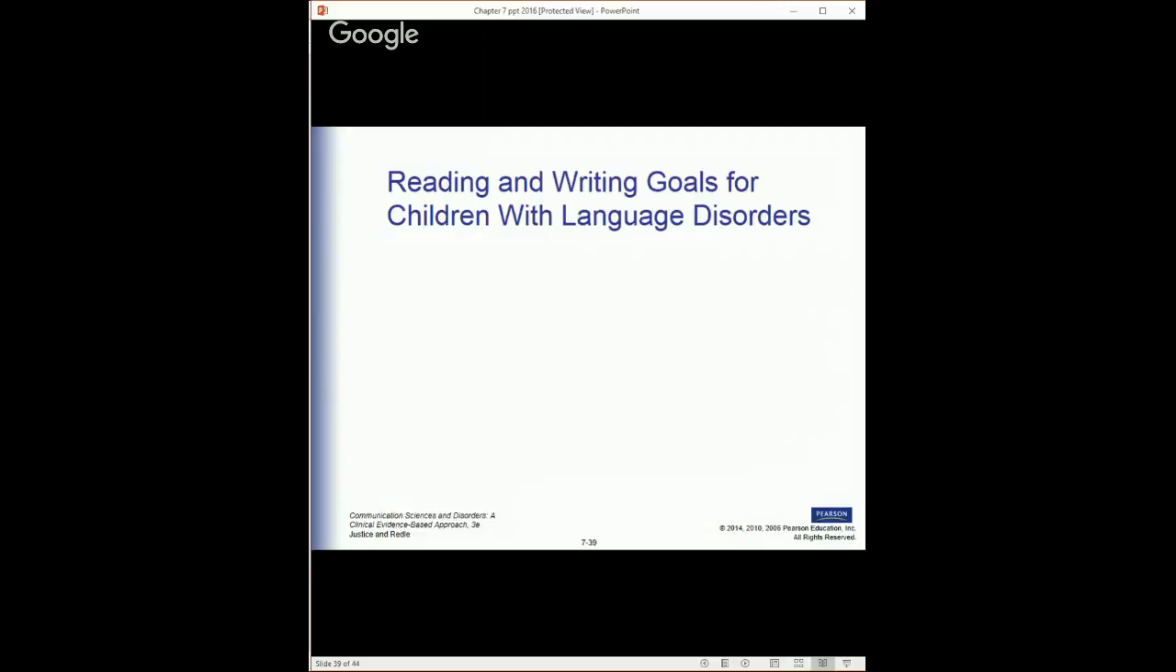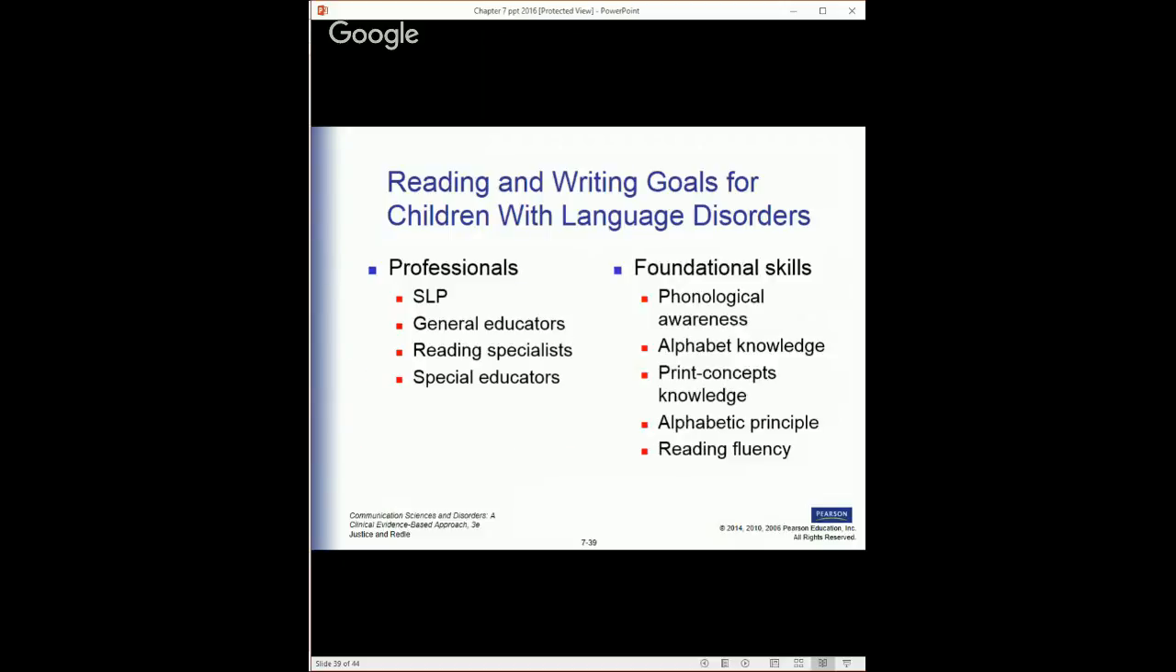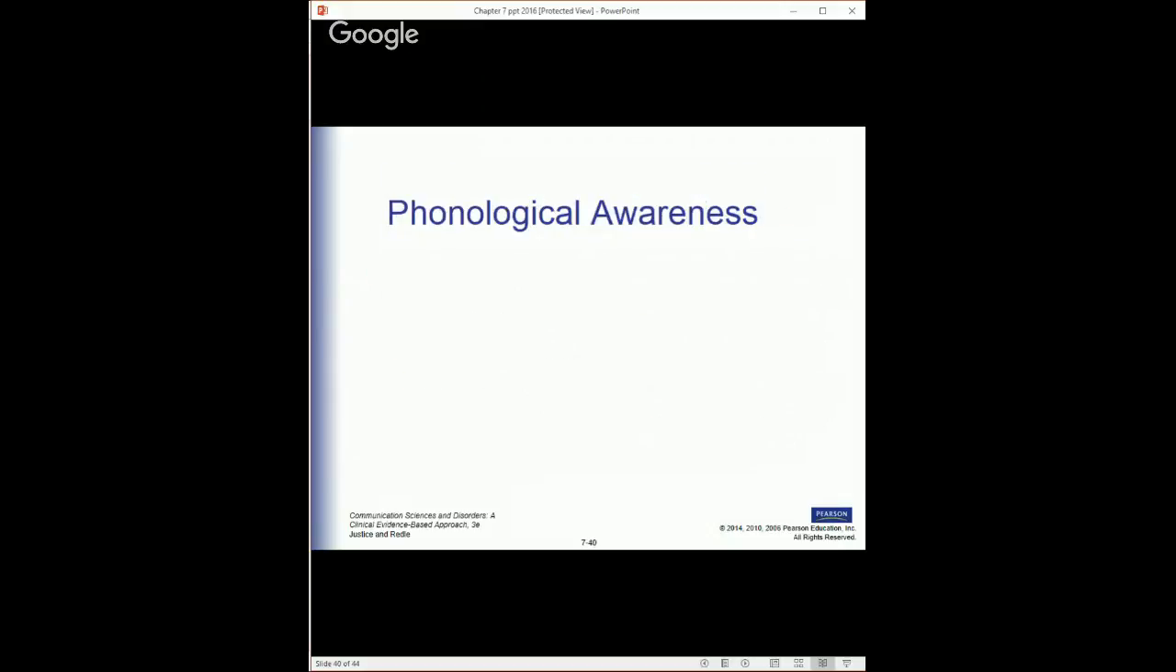Reading and writing goals for children with language disorders. Professionals that are going to be involved with targeting those goals are professionals such as a speech language pathologist, general educators, reading specialists, and special educators. The foundational skills you'll be working with will be phonological awareness, alphabet knowledge, print concepts knowledge, alphabetic principle, and reading fluency. And we're going to break those apart next, looking at each one individually.